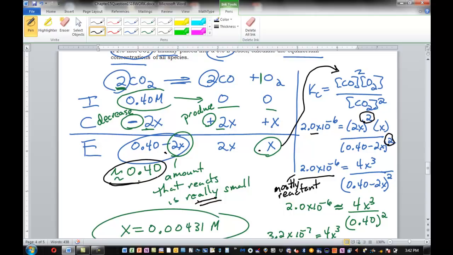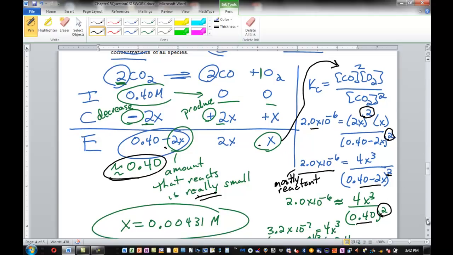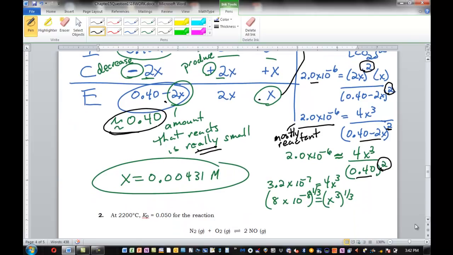But our hope is that our K is small enough that it'll stay close enough to 0.4 that it won't affect our calculation very much. Again, this is an approximation, but it will greatly simplify our calculation. So instead of 0.4 minus 2x here, we just have 0.4. Still going to be squared, so don't forget that squared term. Now solving this equation becomes much easier.